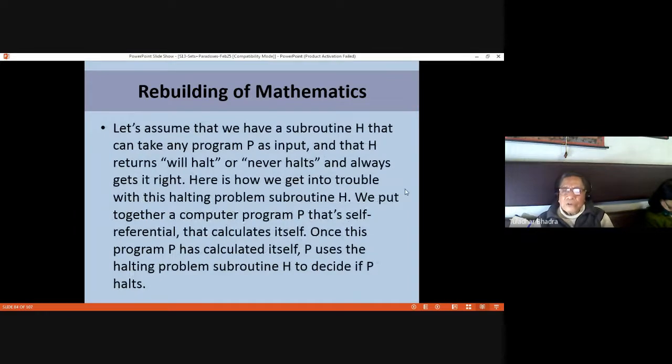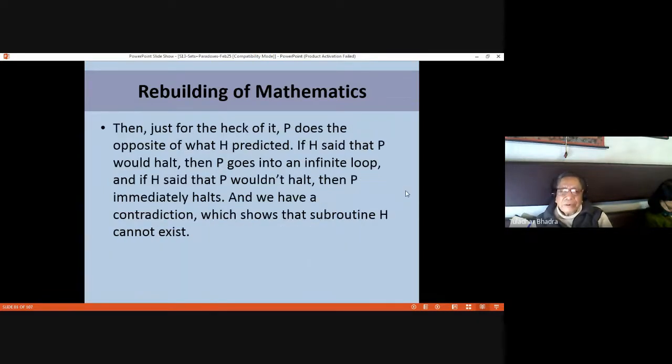So, all these controversies are there. Just assume that we have a subroutine S that can take any program P as input and that S returns "will halt" or "never halts" and always gets it right. Here is how we get into trouble. With this halting subroutine S, we put together a computer program P that is self-referential, that calls itself. Once this program P has called itself, P uses the subroutine S to decide if P halts. Then, just for the heck of it, P does the opposite of what S predicts. If S said P would halt, then P goes into an infinite loop. And if S said that P won't halt, then P immediately halts. And we have a contradiction, which shows that the subroutine S cannot exist. So this is the halting problem.